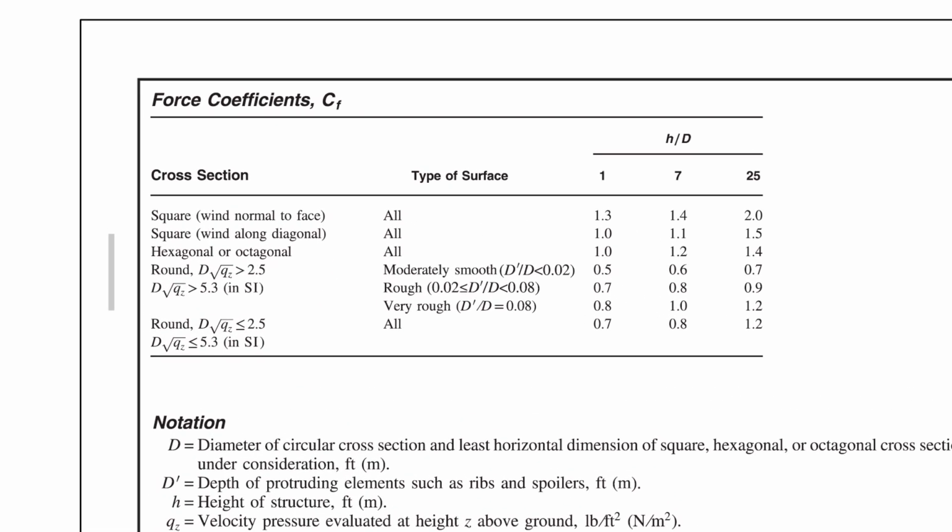Returning to figure 29.4-1 and zooming in a bit, we can see that we still need to know the value of d times the square root of q sub z, and we also need to know the ratio of the height of the post to their diameter, or h over d.